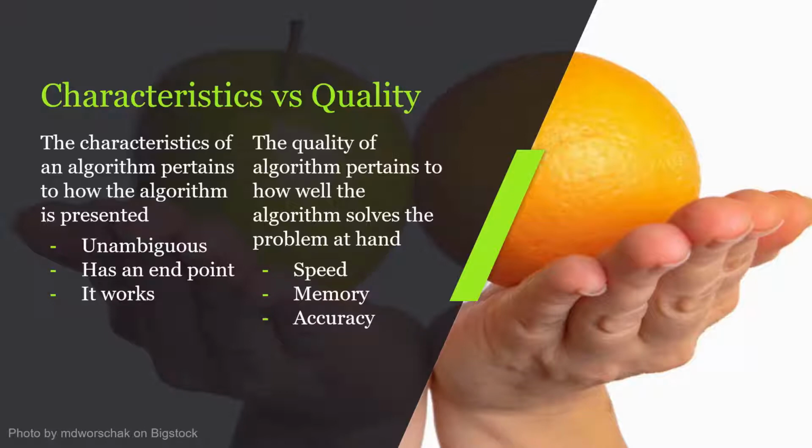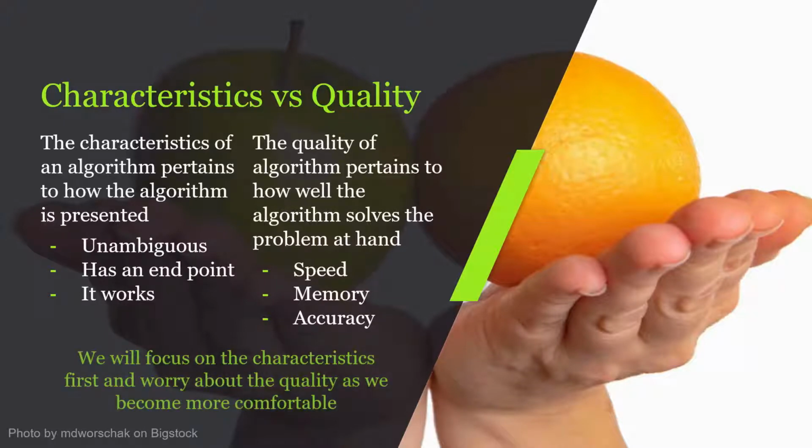Now, in this video, I'm going to be focusing on the characteristics. That's because if we can't present an algorithm in a good way, then that can obscure or mask the quality aspects of an algorithm. So we will come back to the quality, because the quality is very important in terms of understanding how efficient your algorithm is. But for now, let's start on writing good algorithms that are well presented and easy to read, and then we'll move into the quality of the algorithm.